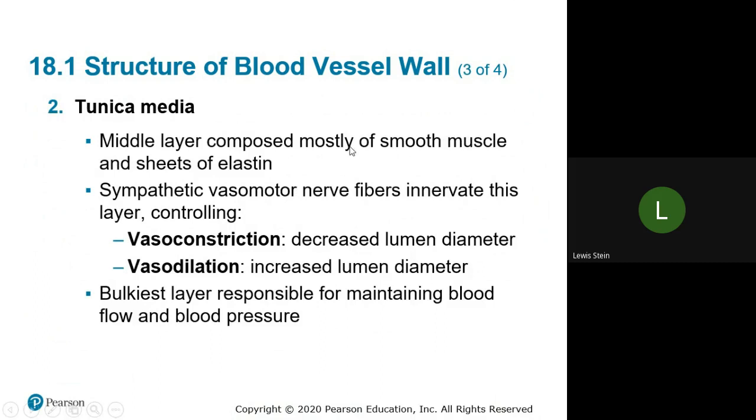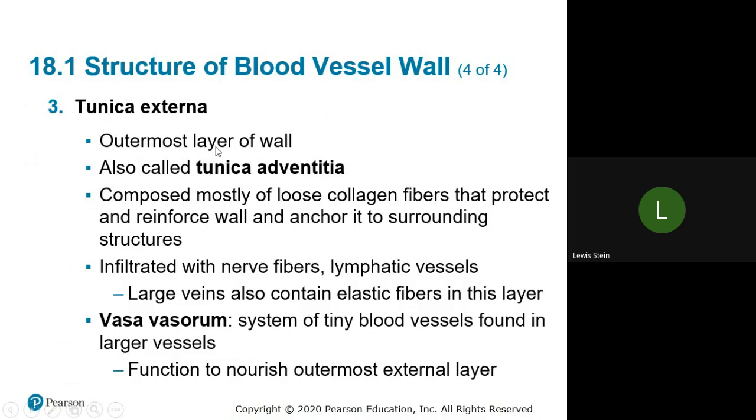The media is smooth muscle, and it's all smooth muscle, by the way. We touched on this in A&P. Sympathetic motor nerves control the diameter of blood vessels, either constricting or dilating, making them narrow or making them larger. Okay, bulkiest layer, for the most part, a little bit different in veins. In arteries, certainly the bulkiest.